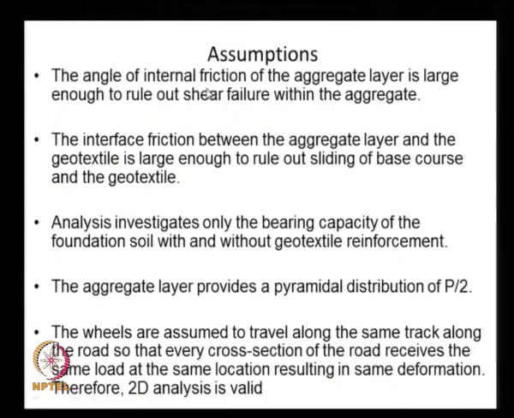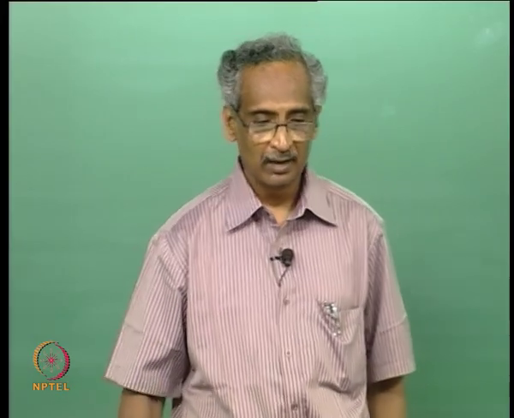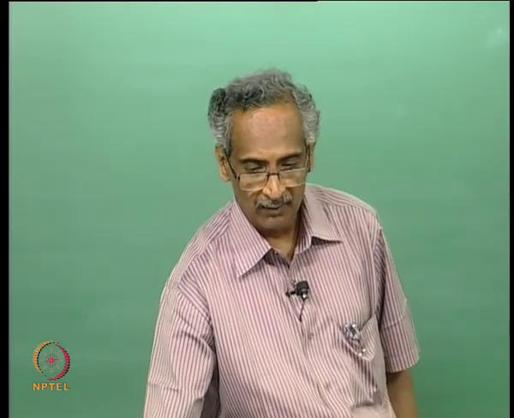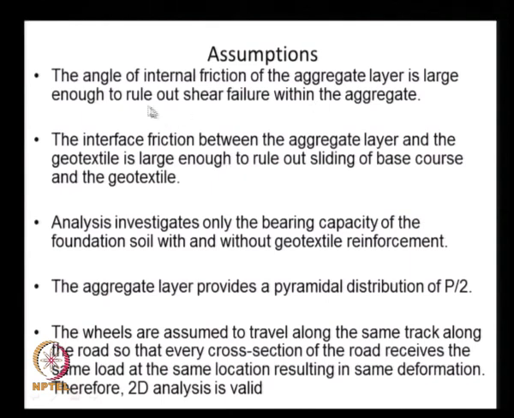And the other assumption is that the only failure they have considered is within the subgrade soil, and the friction angle of the aggregate layer is assumed to be large enough to rule out any shear failure within the aggregate layer, and the interface friction between the aggregate layer and the geogrid or the geotextile is large enough to rule out any sliding failure of the base.